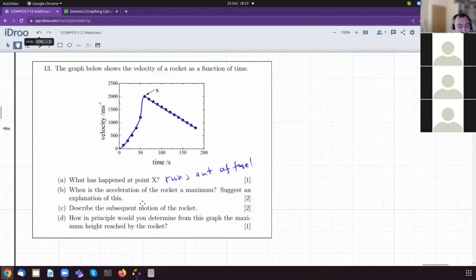When is the acceleration of the rocket a maximum? Just an explanation for this. Okay, so when is it the maximum?